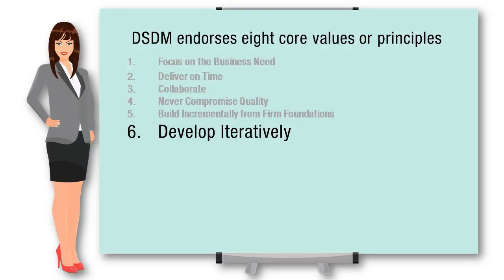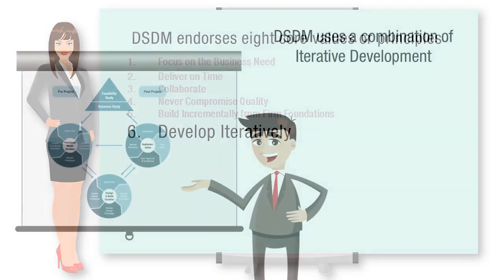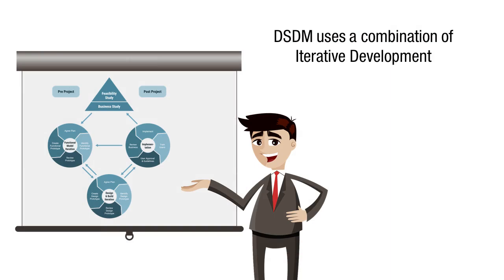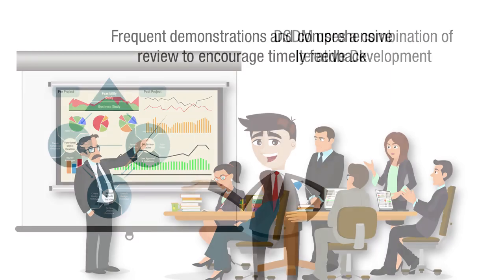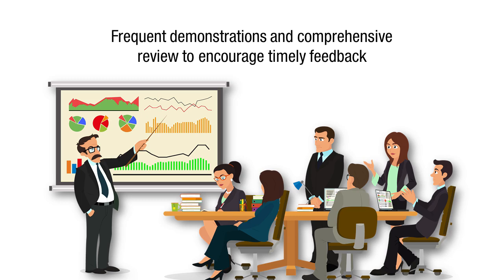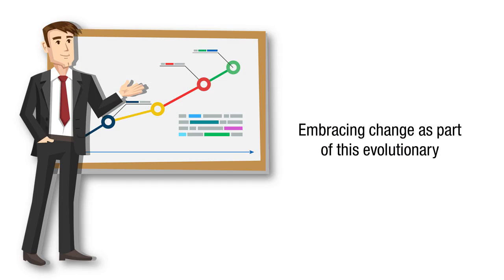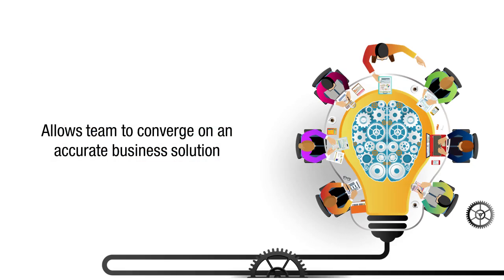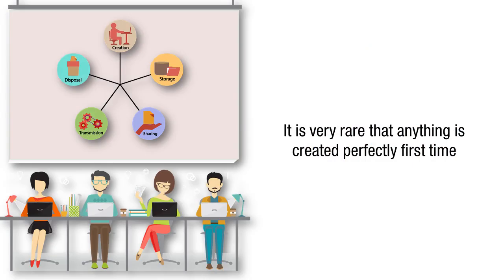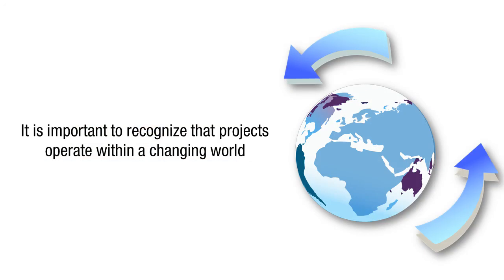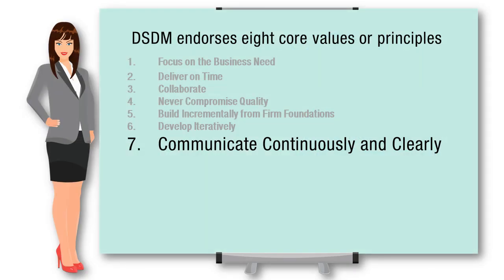Sixth core value is develop iteratively. DSDM uses a combination of iterative development, frequent demonstrations, and comprehensive review to encourage timely feedback. Embracing change as part of this evolutionary process allows the team to converge on an accurate business solution. It is very rare that anything is created perfectly first time, and it is important to recognize that projects operate within a changing world.